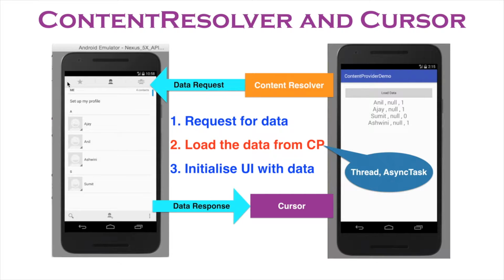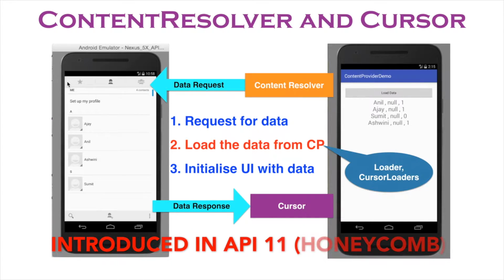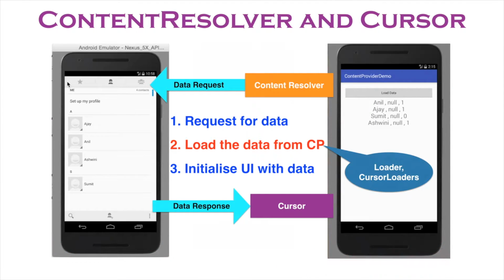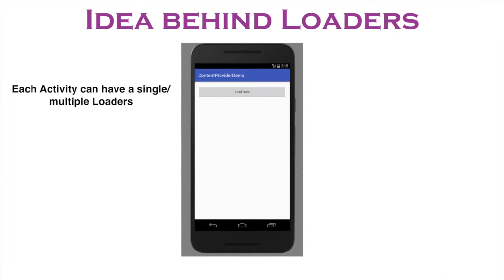Android recognizes this, so it provides another built-in API called a loader or a cursor loader, which can be used to load the data from the content provider in a separate worker thread. Now, to understand how a typical loader would work, each activity would have a loader, or it can have a single or a multiple set of loaders.